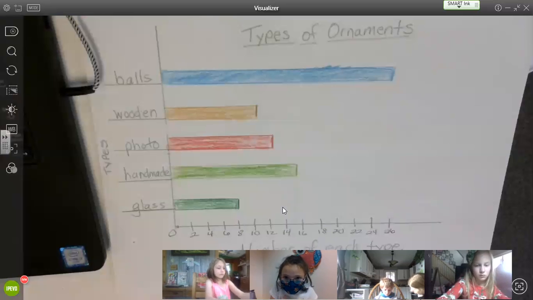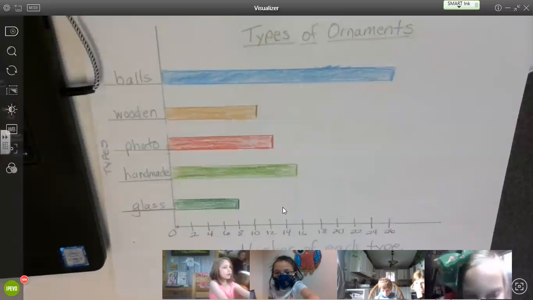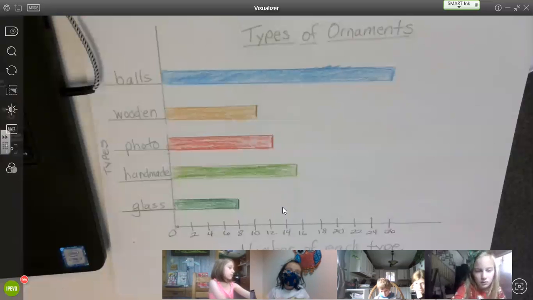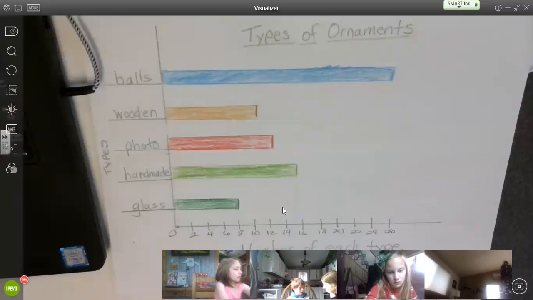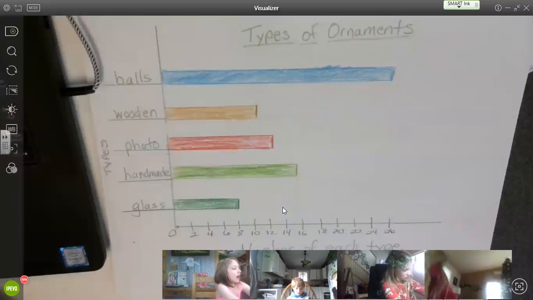Which has the greatest number? Which type of ornament has the greatest number, Elena? The blue one. But what is the blue one? What type is it? Balls. The balls, right? So now I can use this data to help me with my Christmas tree. I probably need to buy some more glass ornaments, maybe some more wooden ornaments if I want to balance things out a little. Definitely do not buy any more ball ornaments.